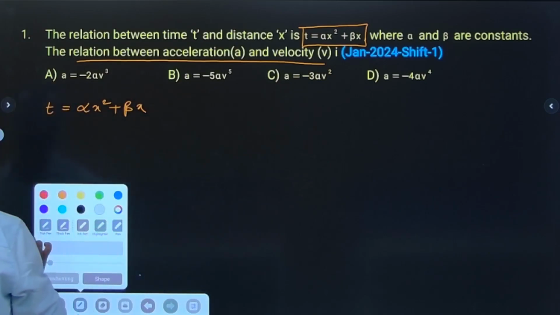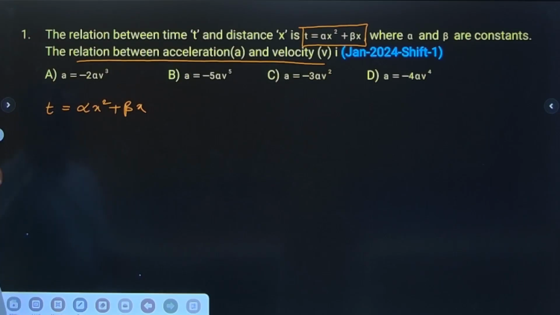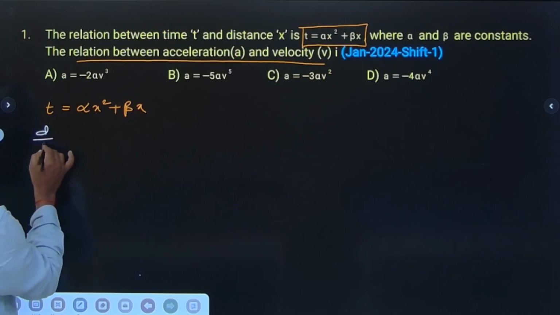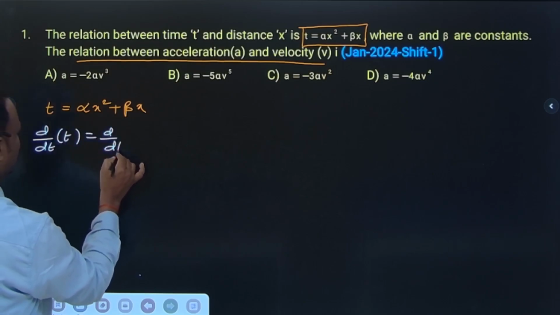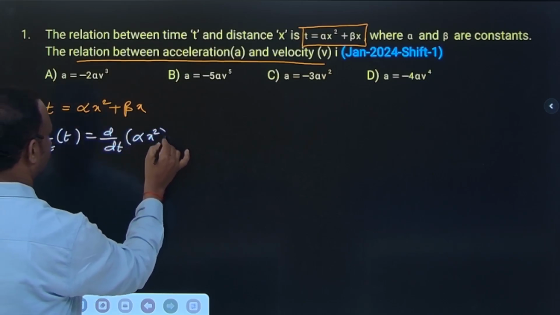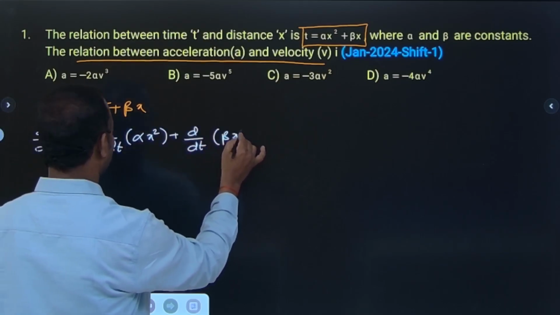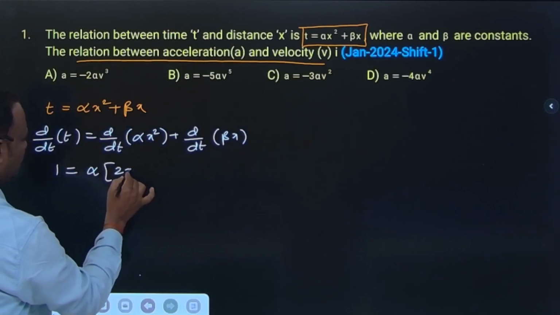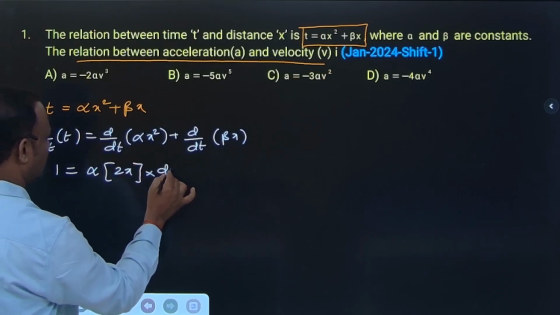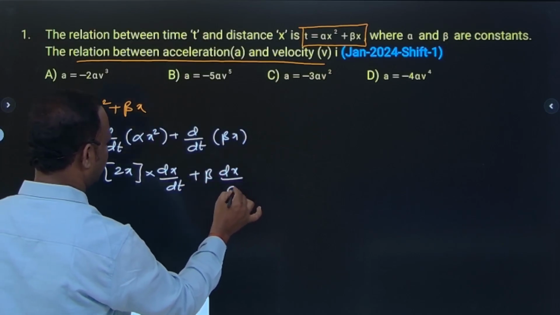So first, the first differentiation of position will give the velocity, and the second differentiation gives acceleration. So first you can do the differentiation. d by dt of t is equal to d by dt of alpha x square plus d by dt of beta x. So dt by dt is 1, equal to alpha times 2x, dx by dt, plus beta dx by dt.